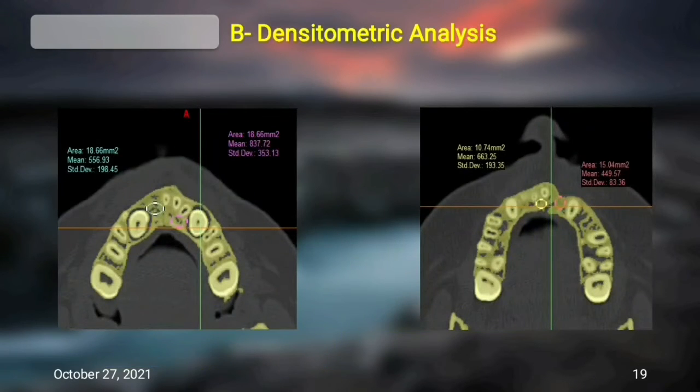For the density measurements, random areas were selected on the axial cuts of the 6 months CT, and the average of 3 readings was taken. The mean density of all cuts was calculated and recorded.